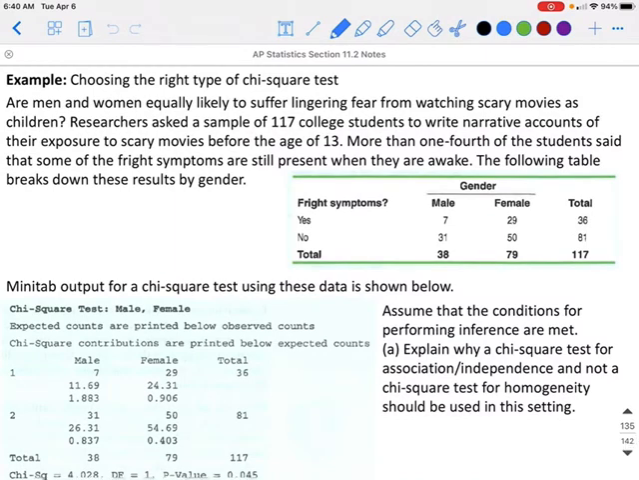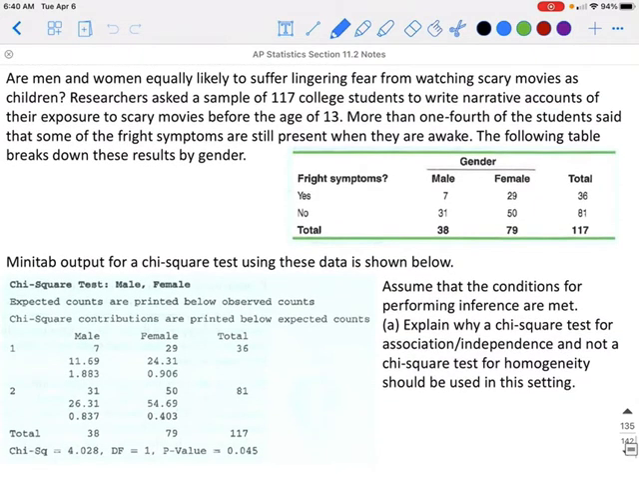Are men and women equally likely to suffer lingering fear from watching scary movies as children? Researchers asked a sample of 117 college students to write narrative accounts of their experiences with scary movies before the age of 13. More than one-fourth of the students said that some of the fright symptoms are still present when they are awake. The following table breaks down these results by gender. So we have male and female participants and whether they had fright symptoms. The Minitab output for chi-square tests using these data is provided below.